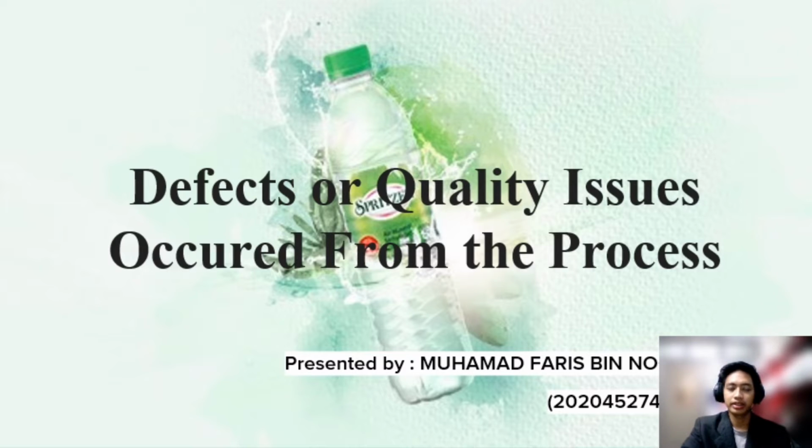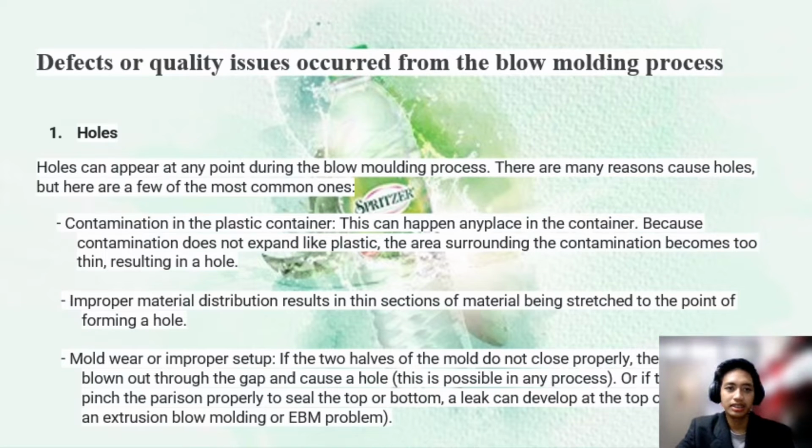Today I want to present to you about the defects or quality issues that occurred from the process. These are the defects or quality issues that occurred from the blow molding process. Okay. As we can see, the first one is a hole. A hole can appear at any point during the blow molding process.